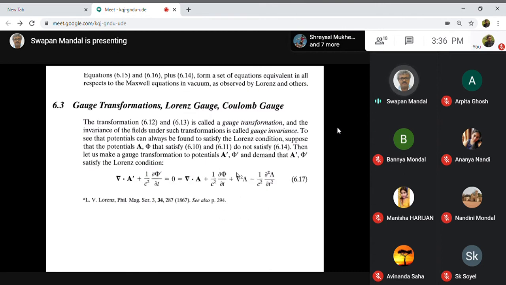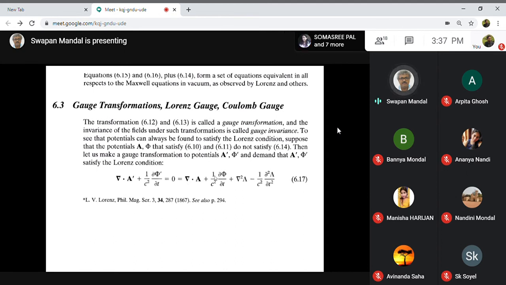If I make this term, del square lambda minus 1 by c square del square lambda del t square, equal to 0, that is, I am imposing the condition, and so lambda is now restricted. So lambda is such that it satisfies del square lambda minus 1 by c square del square lambda del t square equal to 0. In other words, this imposition gives you one thing clear: under coordinate transformation, the Lorentz condition remains invariant.